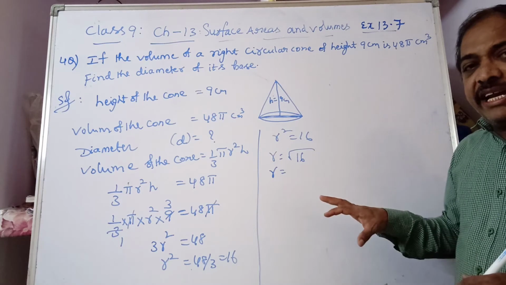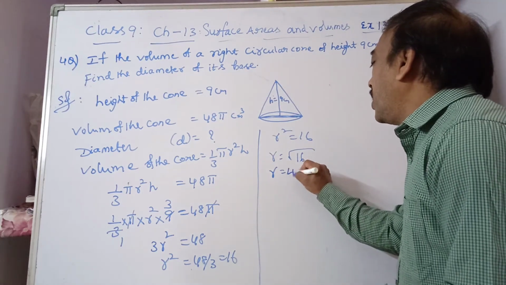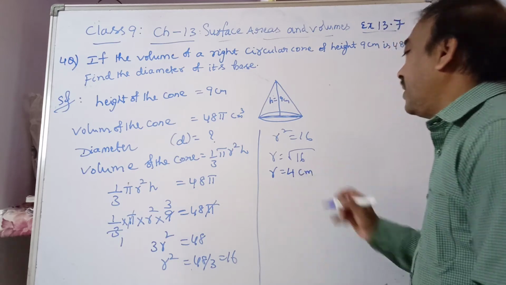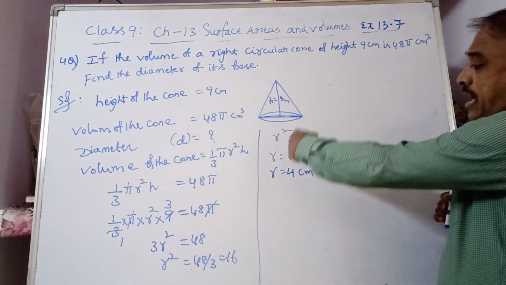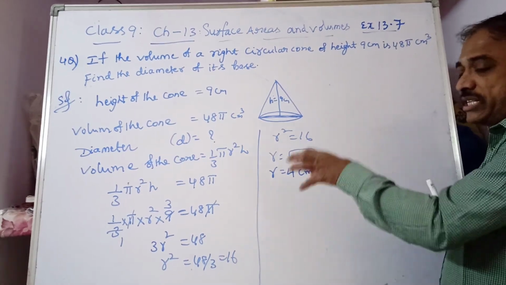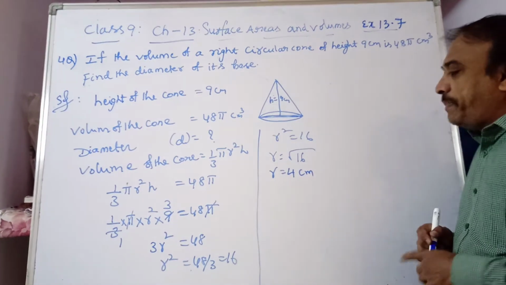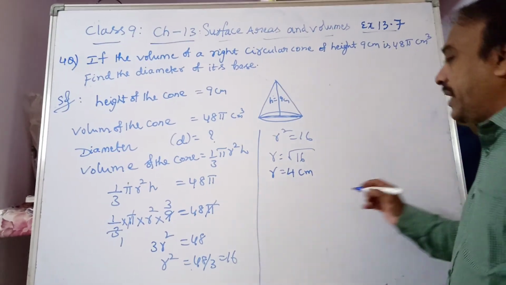Radius will not be negative. So radius will always be positive. So r is equal to 4 centimeter. R is equal to 4 centimeter. Height is given, volume is given. We substituted and calculated its radius. Radius of the base is 4 centimeter.